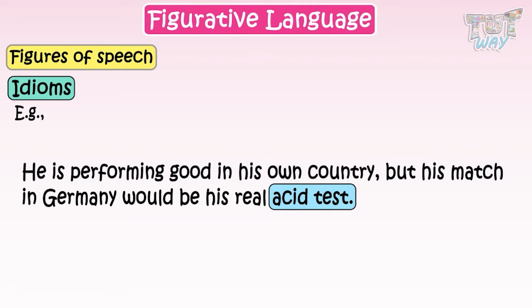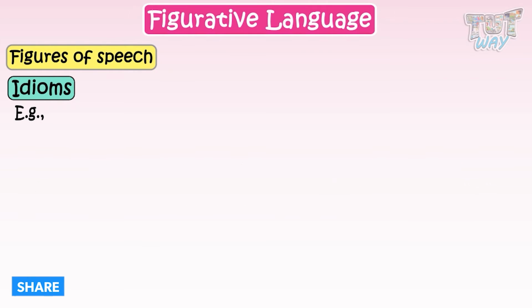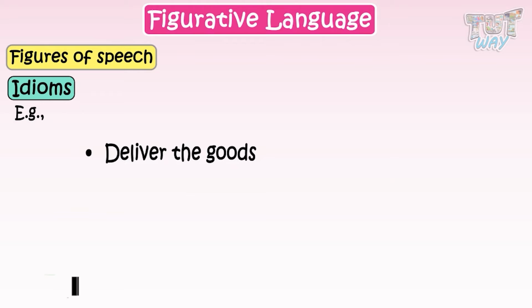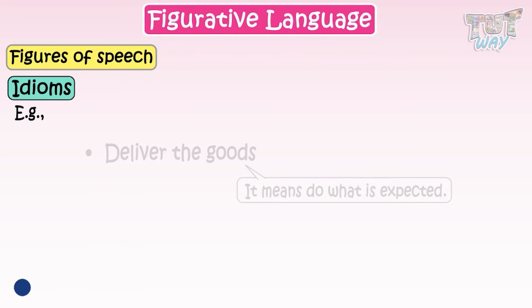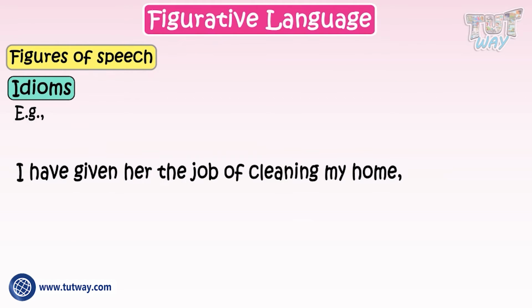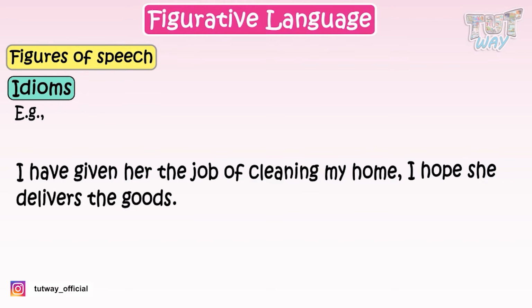Now, let's have another example. Deliver the goods. This is an idiom which means do what is expected or promised. I have given her the job of cleaning my home. I hope she delivers the goods. Here, the idiom deliver the goods is used in a sentence and it means hope she will do what is expected out of her.